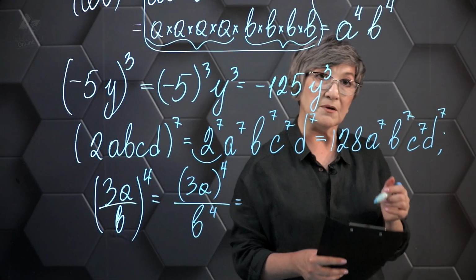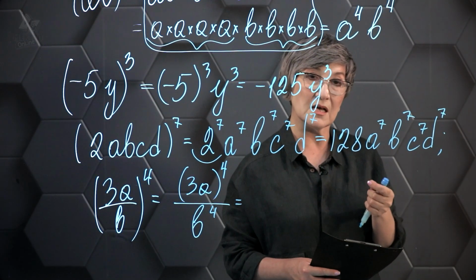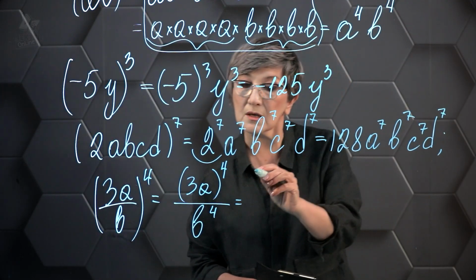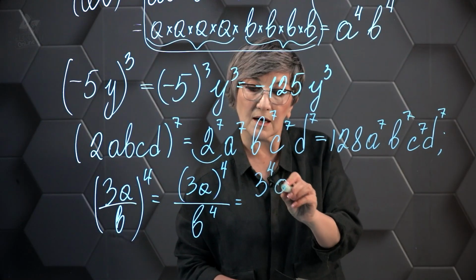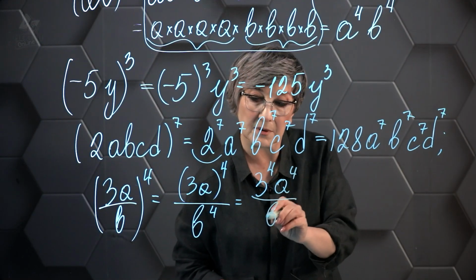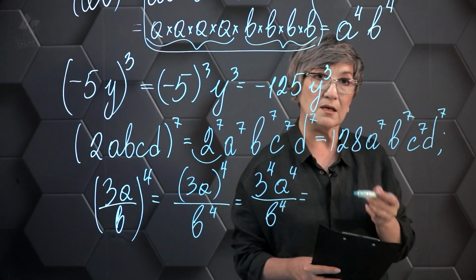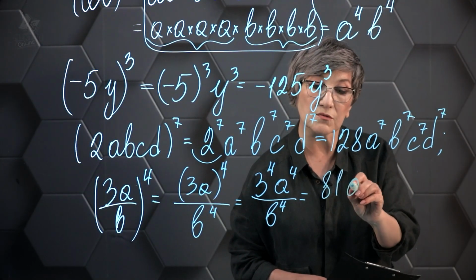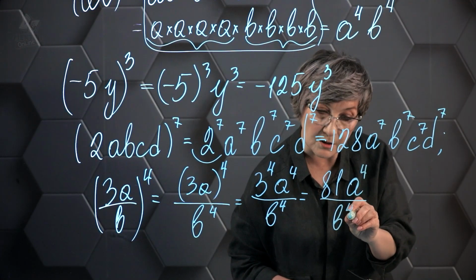But, as we can see, the numerator is the product of 3 and the variable a. So then, using properties, we'll write 3 to the power of 4, a to the power of 4 divided by b to the power of 4. We can calculate 3 to the power of 4, that's 81, and the result is 81a to the power of 4 divided by b to the power of 4.